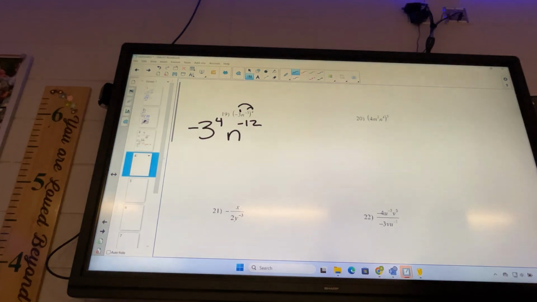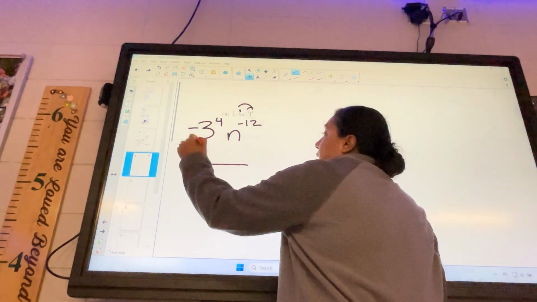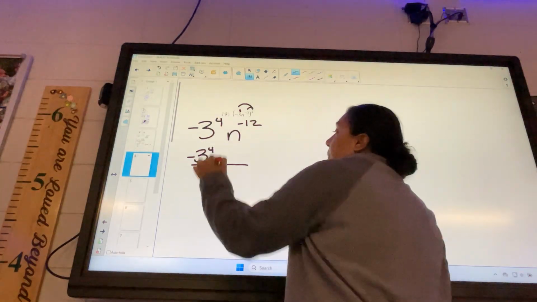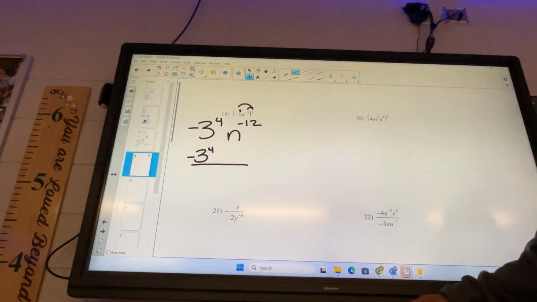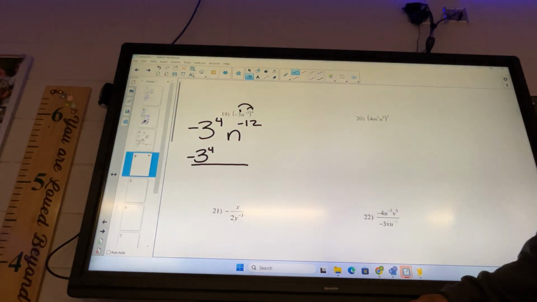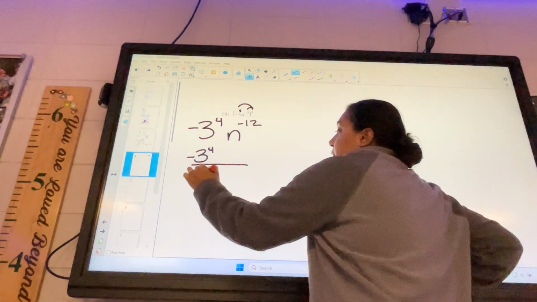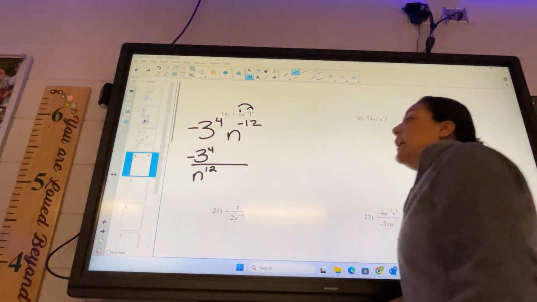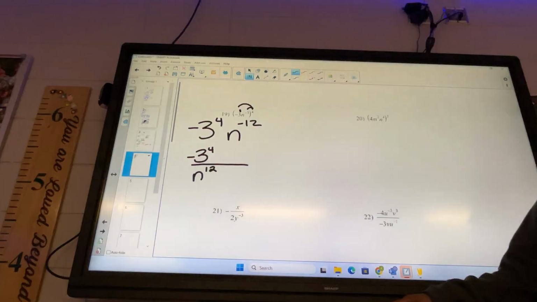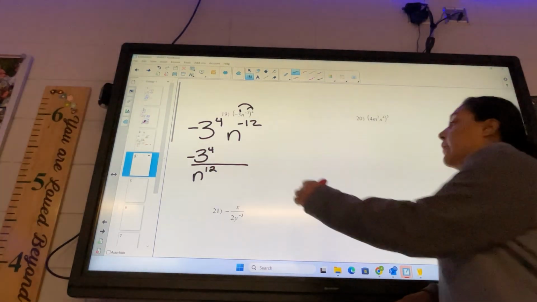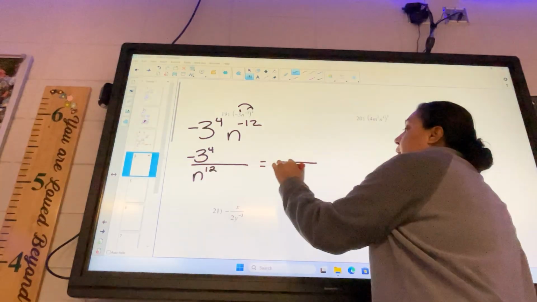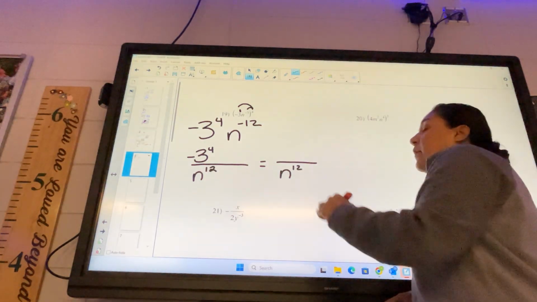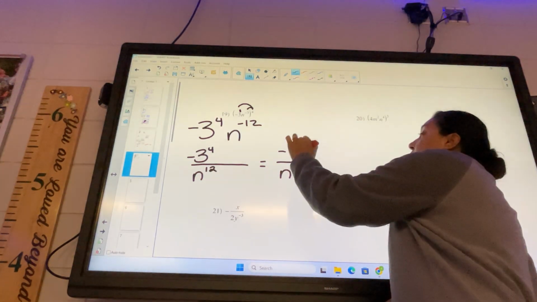Okay, do we have any negative exponents? Yes. Okay, so the negative 3 to the 4 is going to stay in his spot. Where is n to the 12th going to go? On the bottom. And he's going to become a positive. Okay, and then lastly, you need to type that in on your calculator. What is negative 3 to the 4th power? Negative 3 to the 4th power. Negative 81? Okay.